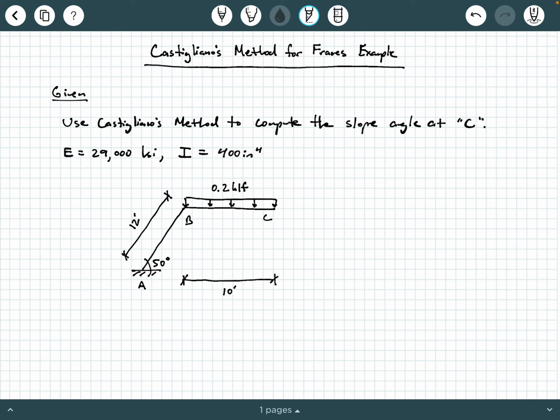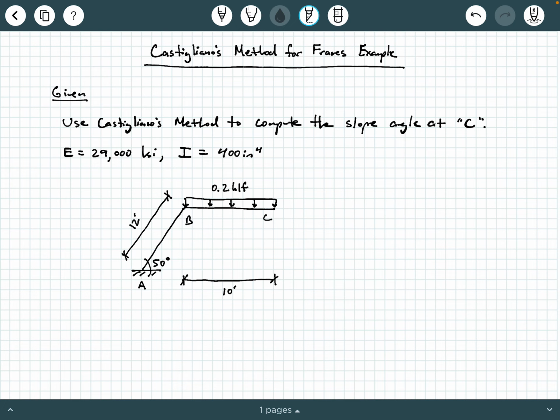In the given information, we're being told to use Castigliano's method to compute the slope angle at point C in this frame down here. We're also being told that E is 29,000 ksi and I is 400 inches to the fourth. We'll just keep rolling. So how do we get this started?